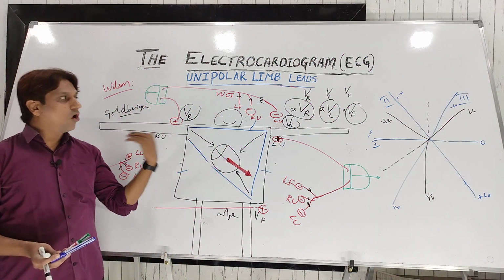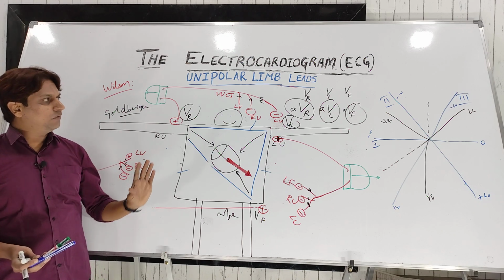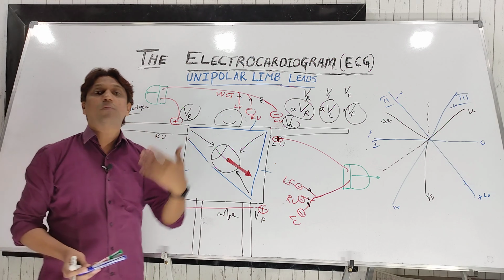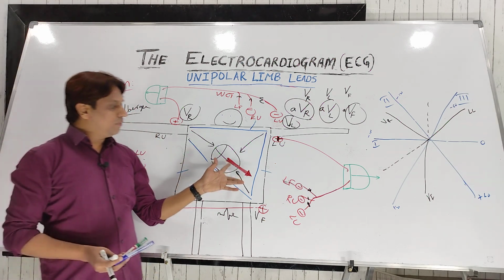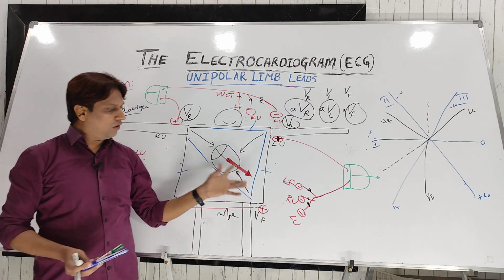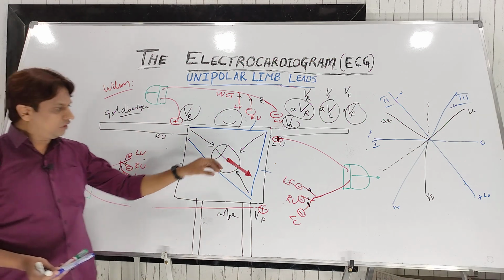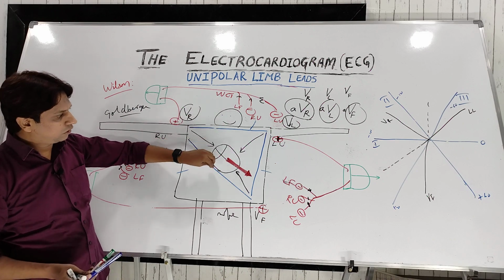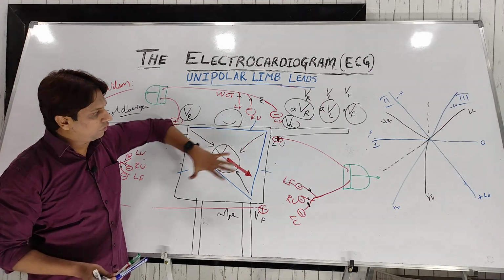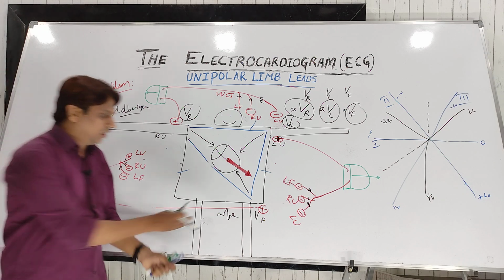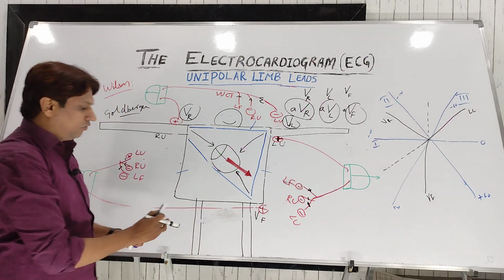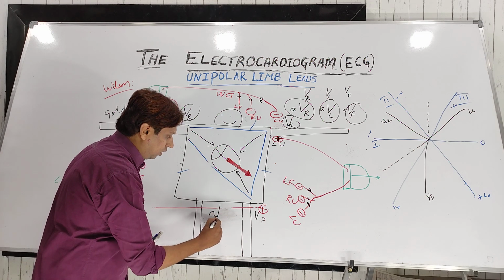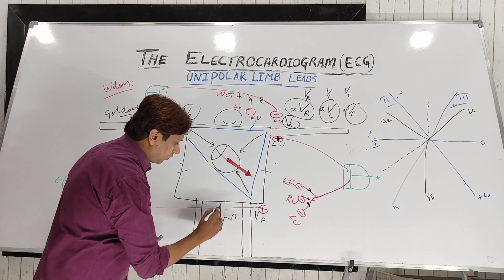Now what is this augmented? The basic idea of an augmented limb lead is that augmented means magnified. Here the magnitude is magnified around 1.5 times. Everything is the same, but instead of the virtual electrode at the center, they kept the virtual electrode here, and the magnitude of the current recorded was of a higher degree. So the waves were like this in augmented limb leads.